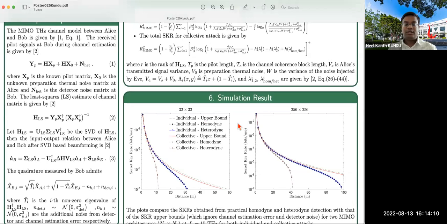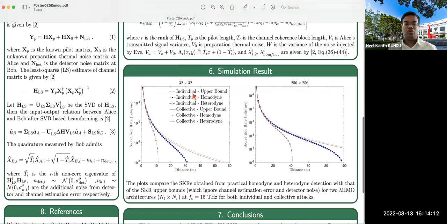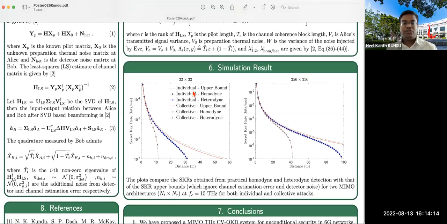Now here we compare the achievable secret key rates for both types of individual and collective attacks using homodyne and heterodyne detection scheme. These are the practically achievable key rates, and we also compare with the upper bounds. So in the upper bound expression, they assume that the perfect channel knowledge is available and there is no detector noise at the receiver. First we observe that the secret key rates obtained from homodyne and heterodyne detection schemes are almost the same because the detector noise is increased in the heterodyne detection scheme as compared to homodyne detection scheme.